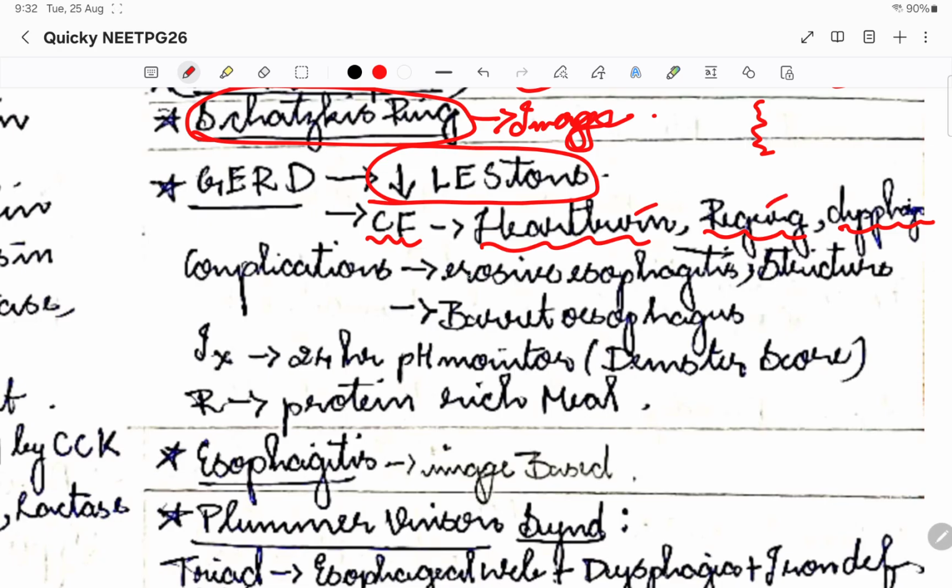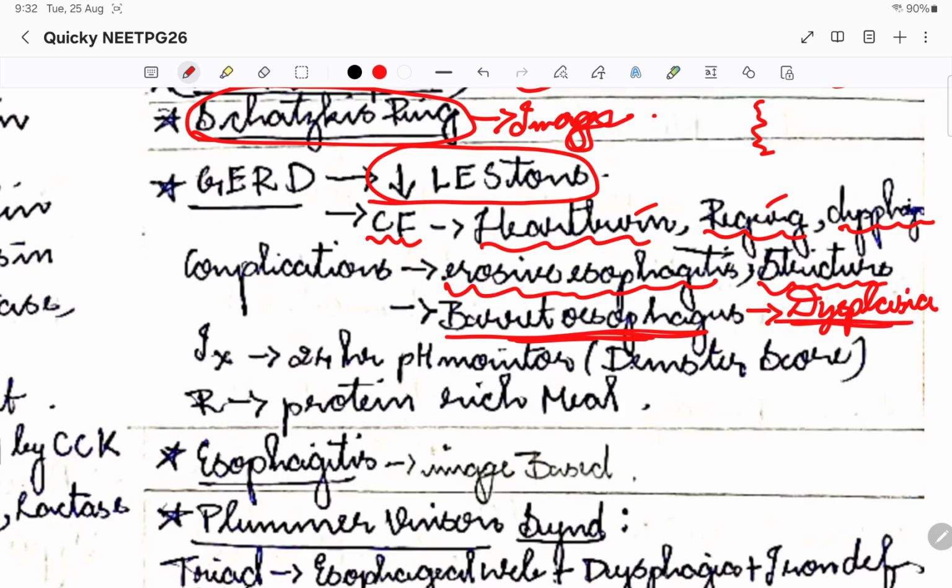So the complication might be erosive esophagitis, and stricture might happen because all the acids are coming back to the esophagus. And the major thing is Barrett's esophagus, okay. So there might be Barrett's esophagus where there will be dysplasia, right. So there will be dysplasia which might lead to cancer. The highest cancer risk will be there with respect to Barrett's esophagus, okay.